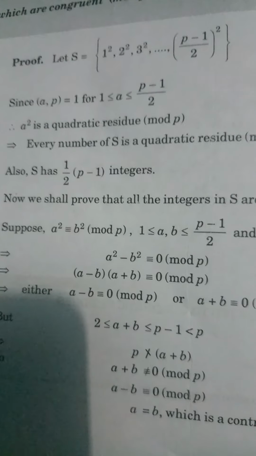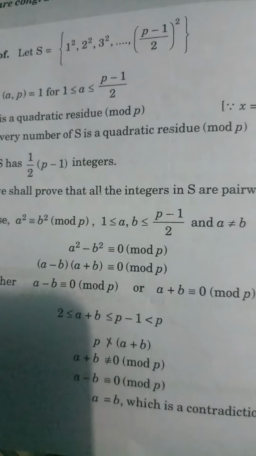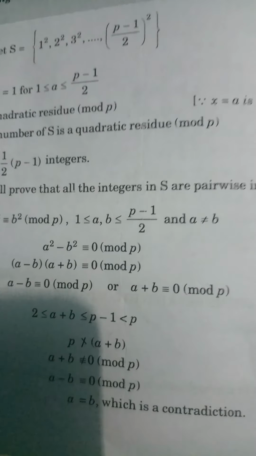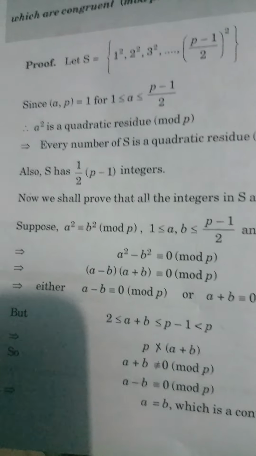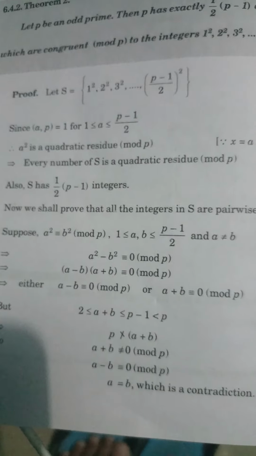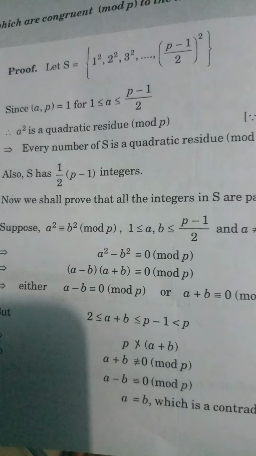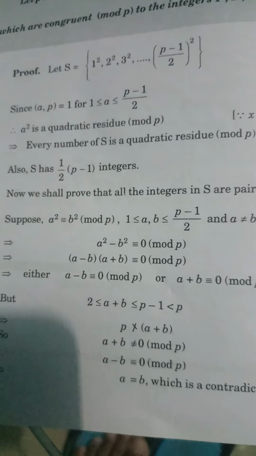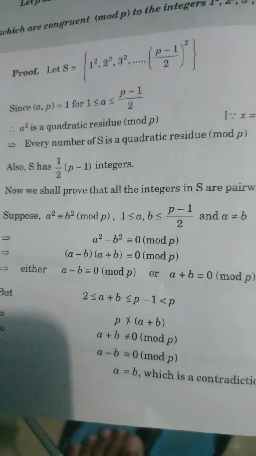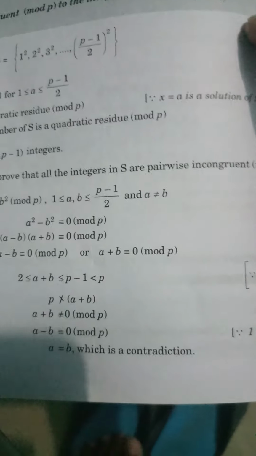Suppose a square is congruent to b square mod p, where a and b lie between 1 and p minus 1 over 2, and a is different from b. This implies a square minus b square is congruent to 0 mod p. We factor it: a minus b times a plus b is congruent to 0 mod p. This implies either a minus b is congruent to 0 mod p or a plus b is congruent to 0 mod p.